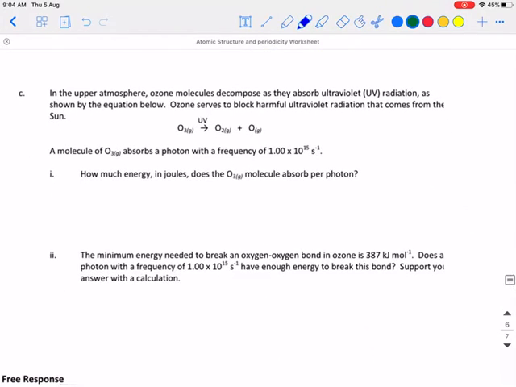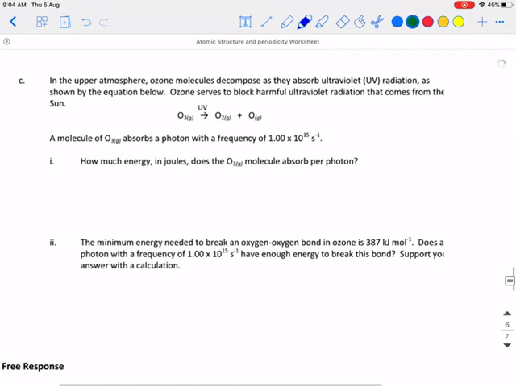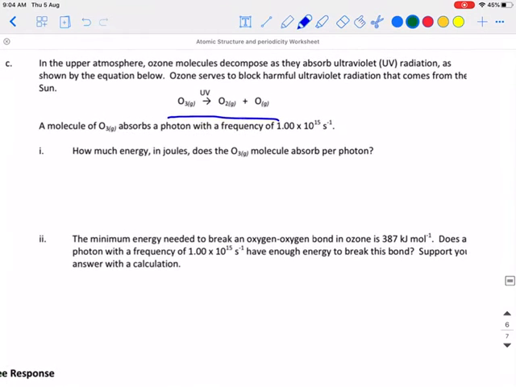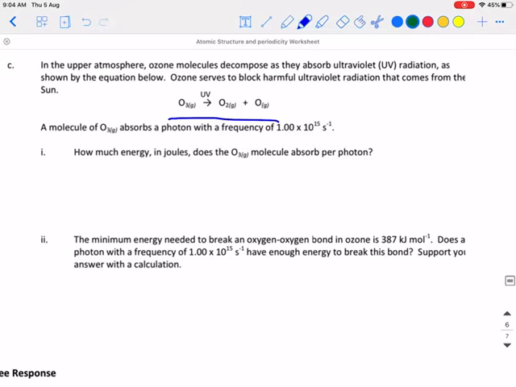In the upper atmosphere, part C, ozone molecules decompose as they absorb ultraviolet radiation, as shown by this equation. Ozone serves to block harmful ultraviolet radiation that comes from the sun. A molecule of ozone absorbs a photon with a frequency of 1 times 10 to the power 15. So this is the frequency of the photon that one molecule of ozone absorbs. How much energy does the ozone molecule absorb per photon?